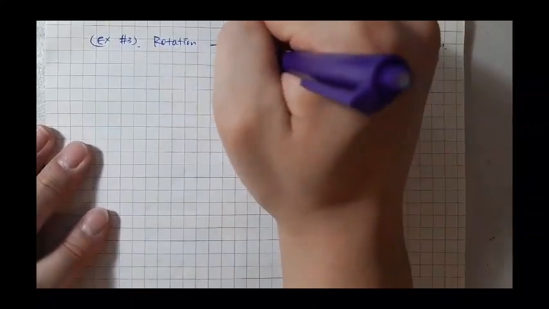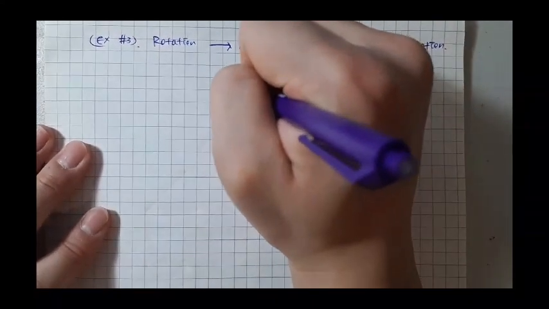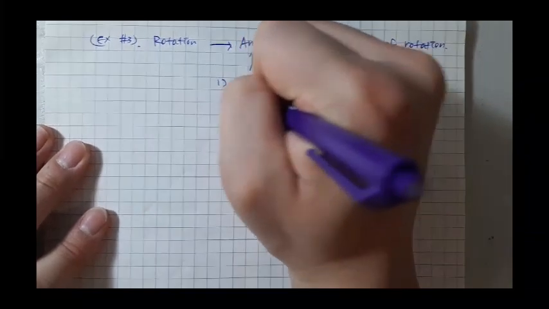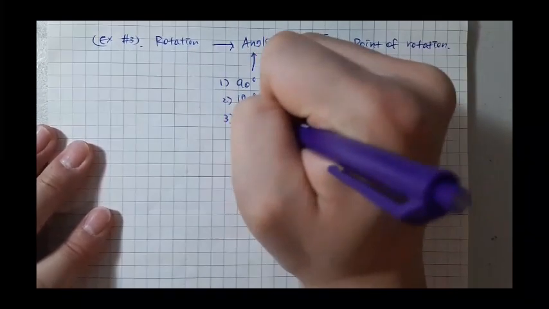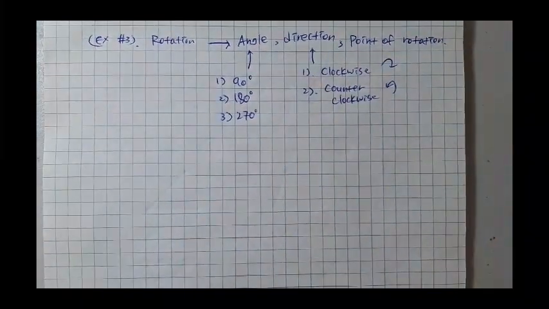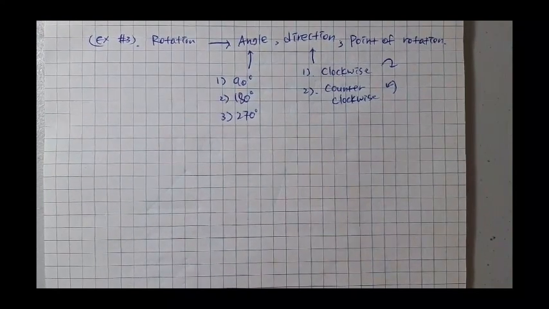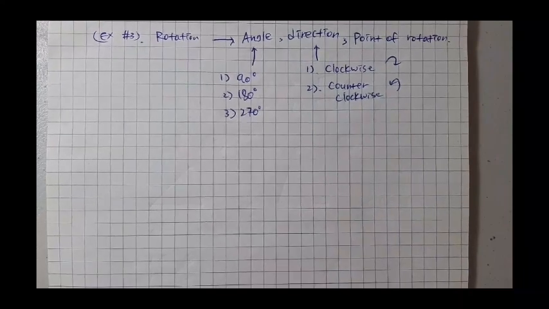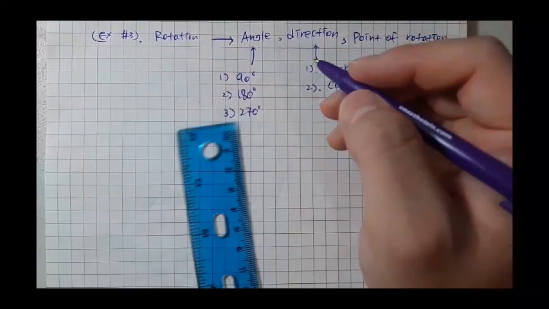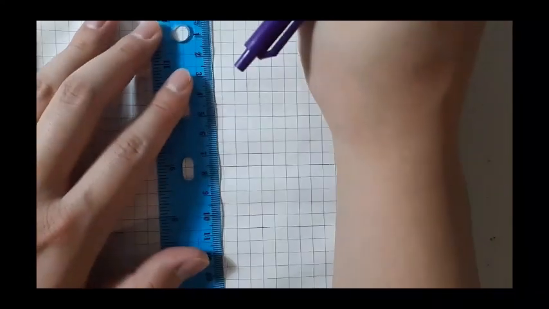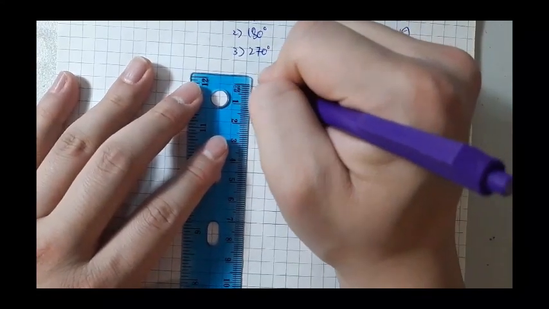When it comes to the angle, there is a 90-degree option, a 180-degree option, and a 270-degree option. 360-degree is technically useless in that case because it's going back to its original position. So, without further ado, why don't we draw a Cartesian plane and do a quick example.